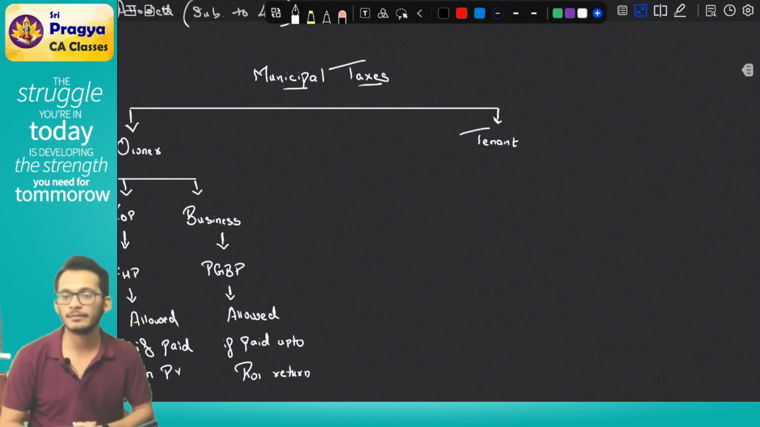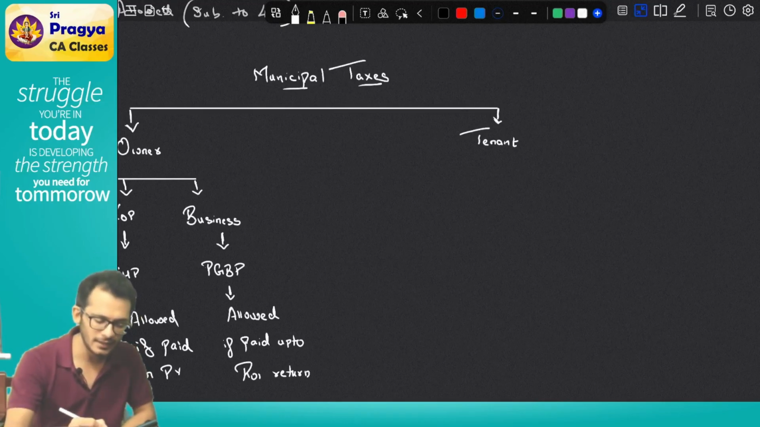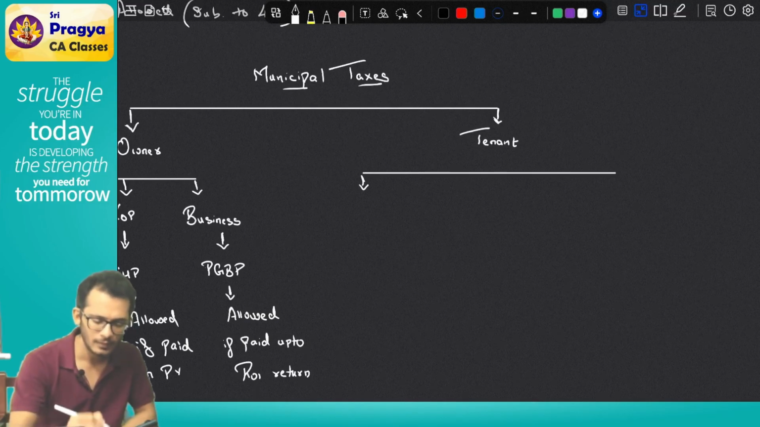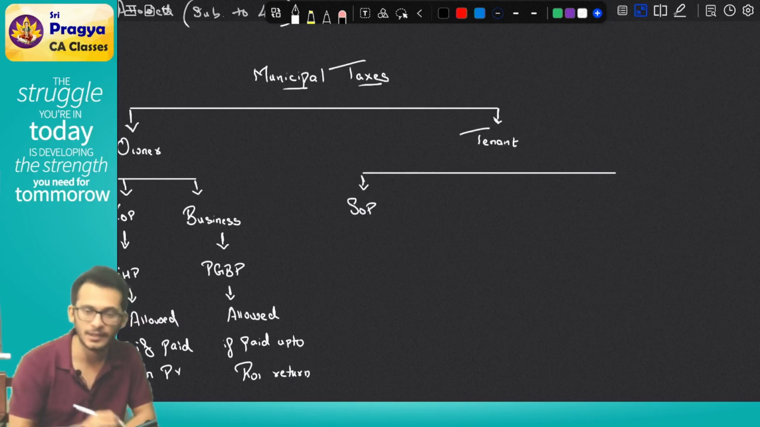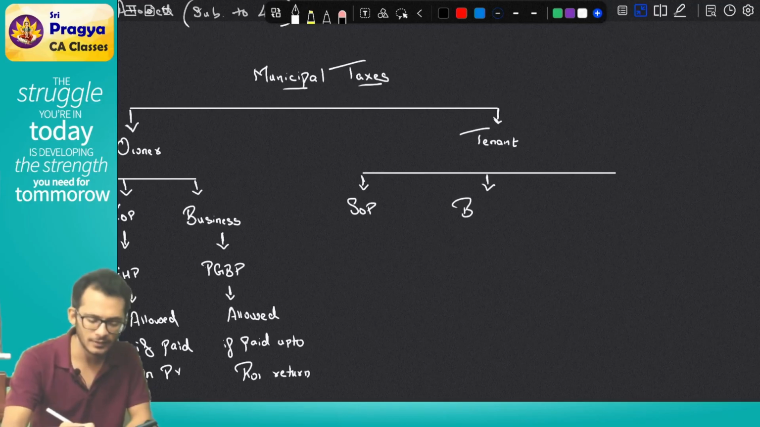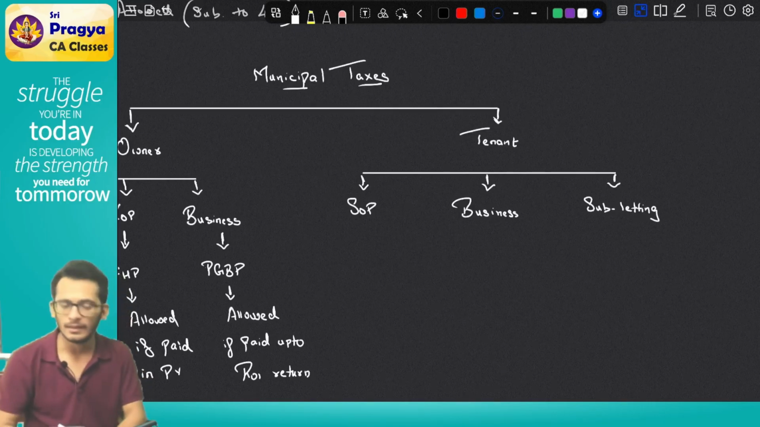Come to the other side. You are now a tenant. Rahul, tenant will use this house for what all reasons? He will use it for his own self-occupied property. Then he can use it for his own business. Third thing, what can he use his property for? He can use it for subletting. Yes or no?